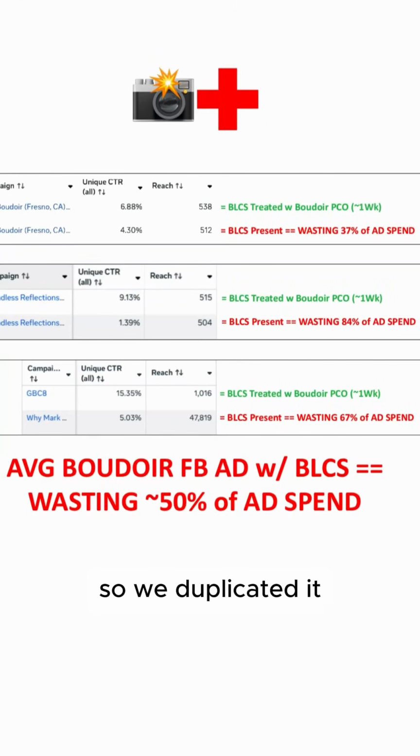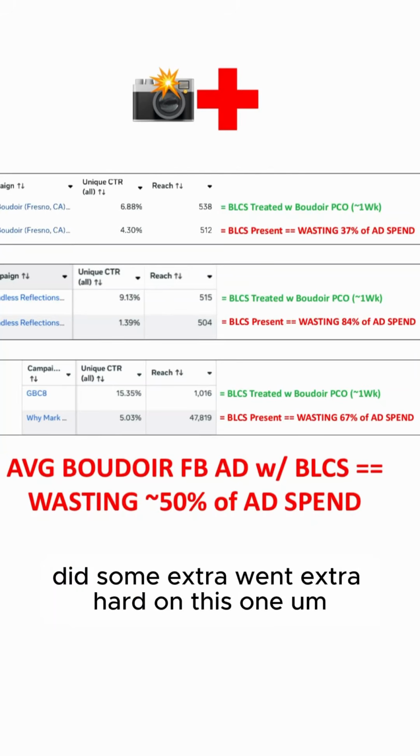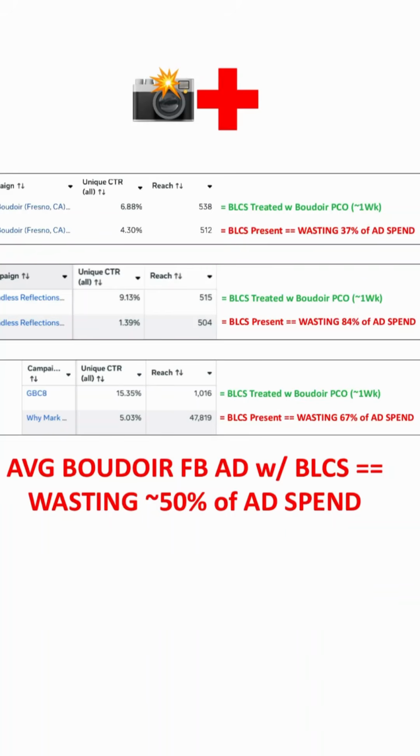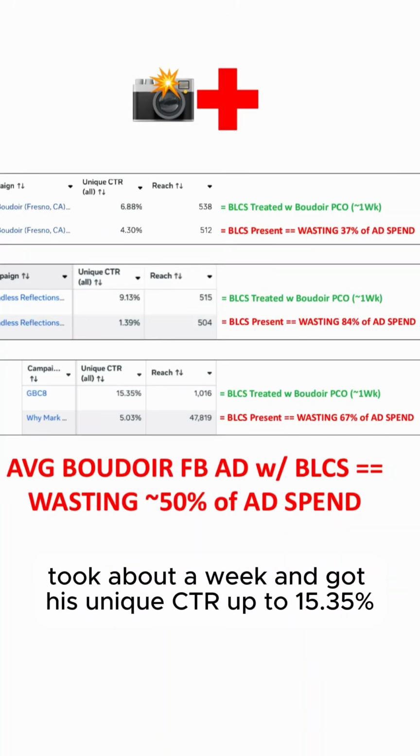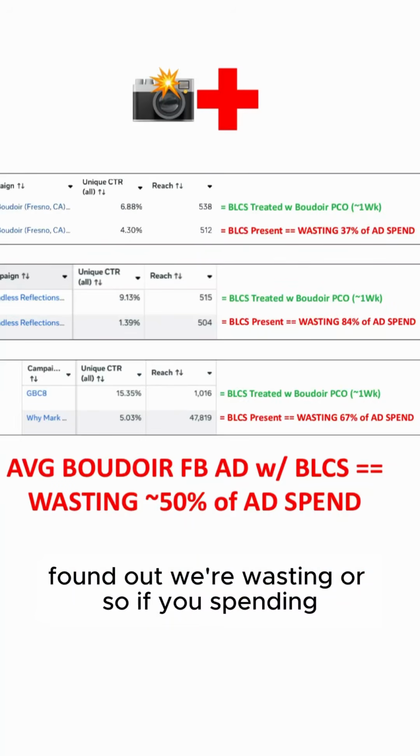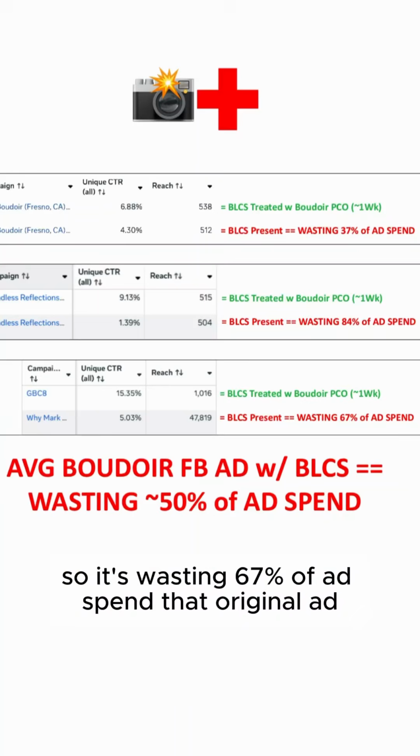So we duplicated it, did some extra, went extra hard on this one. Treated with Boudoir Pico, took about a week and got his unique CTRL up to 15.35%. So we found out he was wasting 67% of ad spend on that original ad.